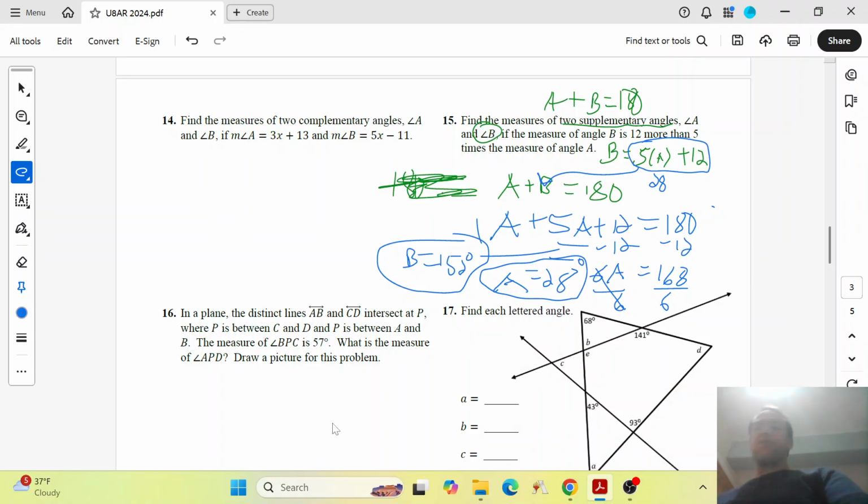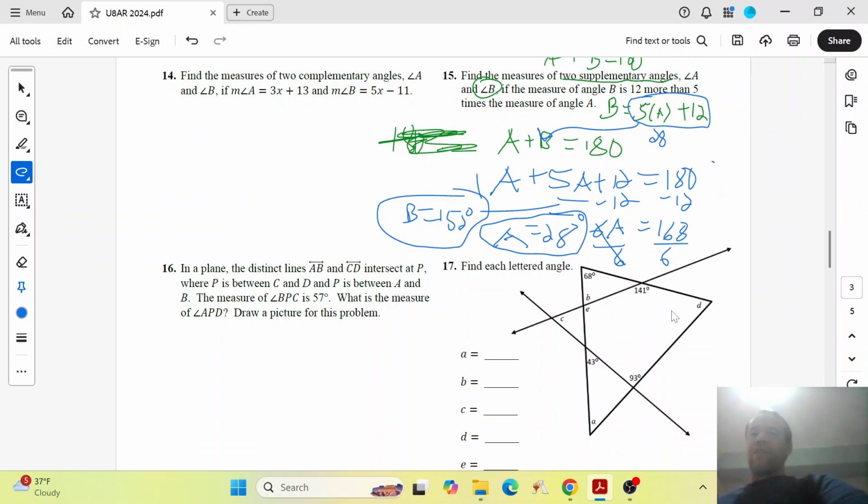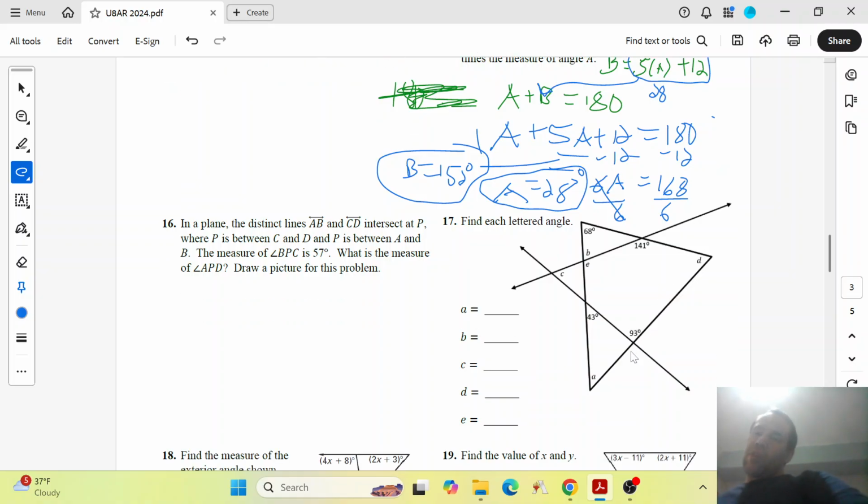So like number 17, for example. Try that on your own. That's a crazy one, right? That's definitely a crazy one to try on your own. Well, let's see. Can we find a little a first?